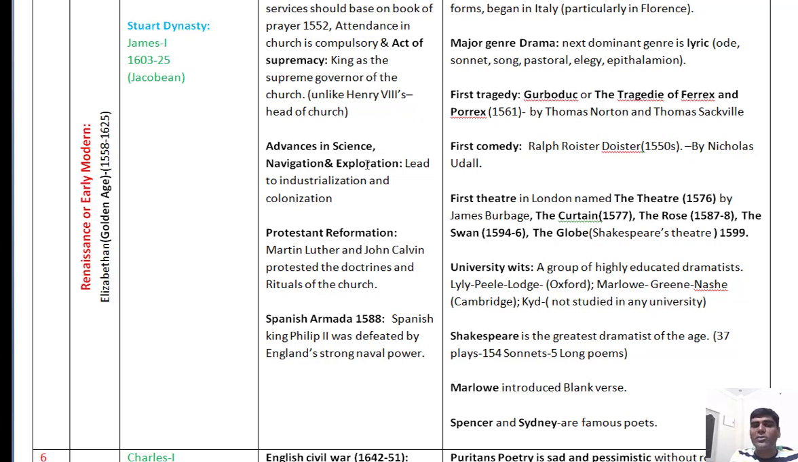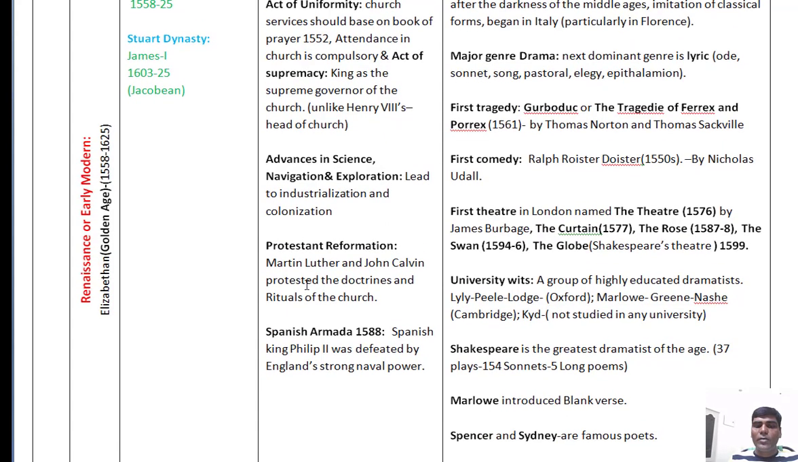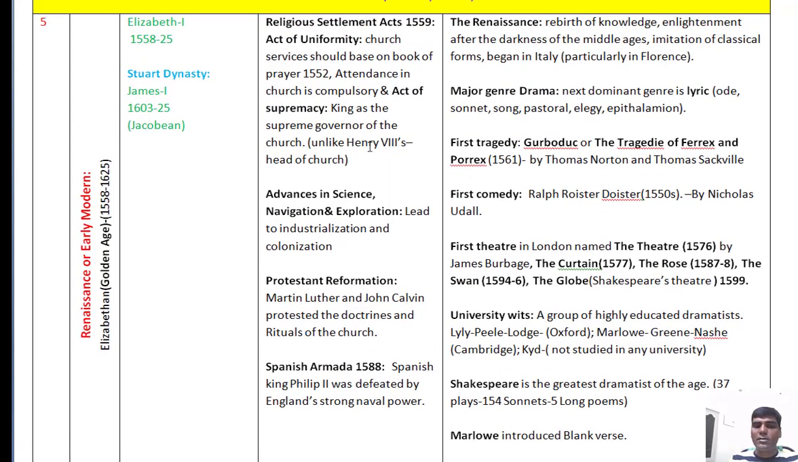Colonization and industrialization started from this age because of the rising naval power, and you can see an example here. The Spanish Armada was defeated in 1588 by English naval power, and Philip II, the Spanish king, was defeated here. So this shows the naval power of England, and at the same time there were some Protestant reformations. They demanded church reforms, like Martin Luther, John Calvin, and others. So this is the age in which science and development as well as literature flourished.